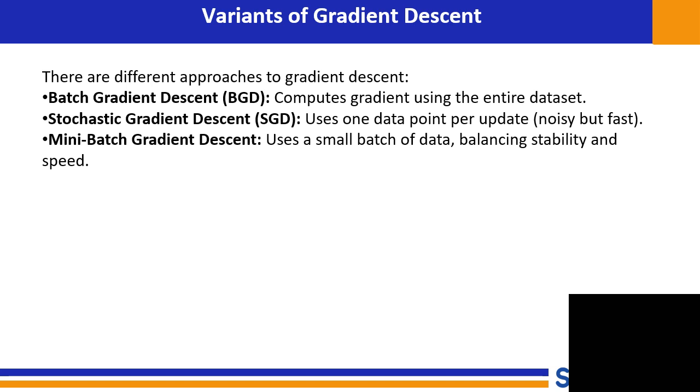There are different approaches available for finding out the gradient descent. Some of them are batch gradient descent, which computes gradient using the entire data set. Stochastic gradient descent uses one data point per update. Mini batch gradient descent uses a small batch of data, balancing stability and speed.